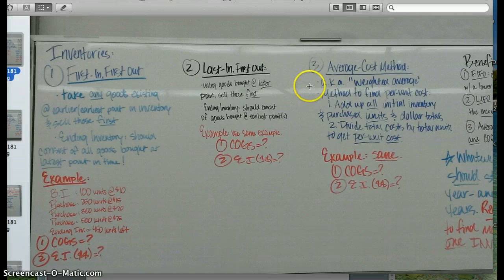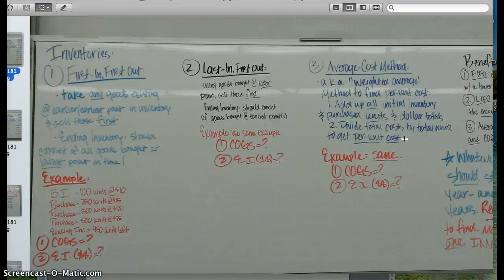Lastly, the average cost method, also known as weighted average, is a method to find a per unit cost where you add up all of your initial inventory and your purchased units and the dollar totals, which again, the checkpoints are 23,250 for the total cost. Your total units are 1,150. You divide the total cost by your total units. So for the checkpoint figure, your average cost per unit for this method is $20.22.